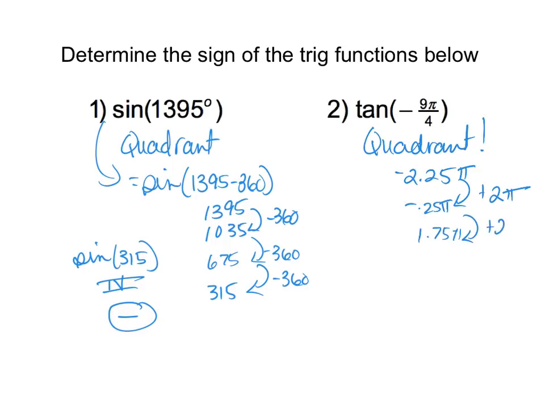And I believe these are angles that we had just done, but oh well. So I know now that this is the same as tangent of 1.75 pi. That is in quadrant 4. And in quadrant 4, tangent is negative.